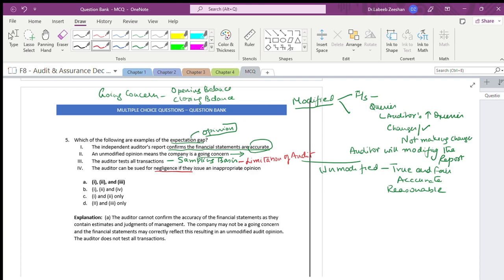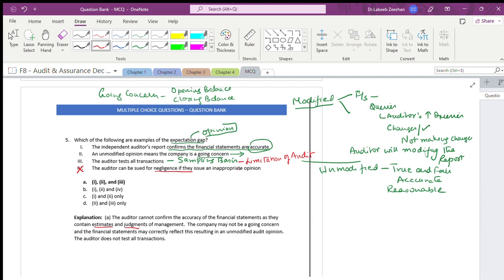But in most of the cases, the auditor will be very careful in writing the report. The words they use are very meticulously chosen. Very intelligently they will use the words, and they will not take any responsibility. They will mention what is right, and they will mention what is wrong. The auditor can be sued for negligence, but it never happens. The auditor cannot confirm the accuracy of the file as it contains what? It is all about estimates and judgments, estimates and assumptions.